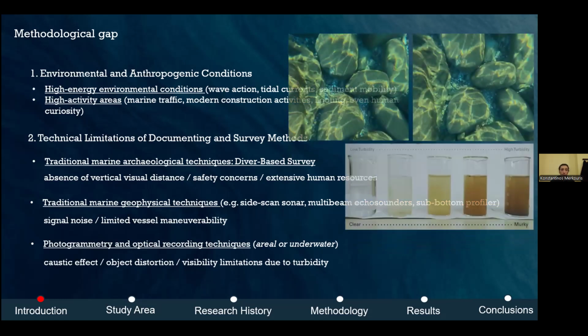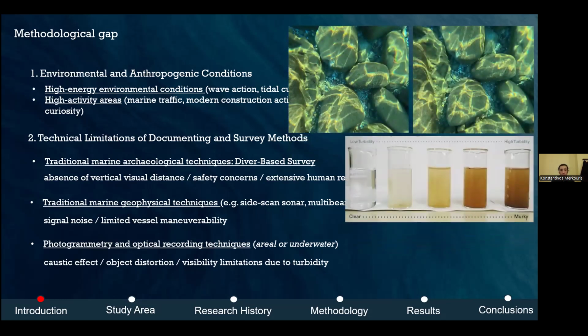So finally, photogrammetric documentation of shallow submerged sites, whether from the sea or from the air, faces additional limitations. These are mainly related to light refraction, water-induced distortion, and reduced visibility, since we are dealing with high-energy environments, where it is important to understand that calm conditions ideal for research purposes are really rare.